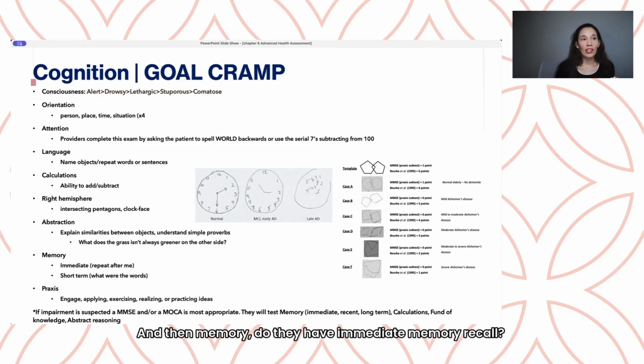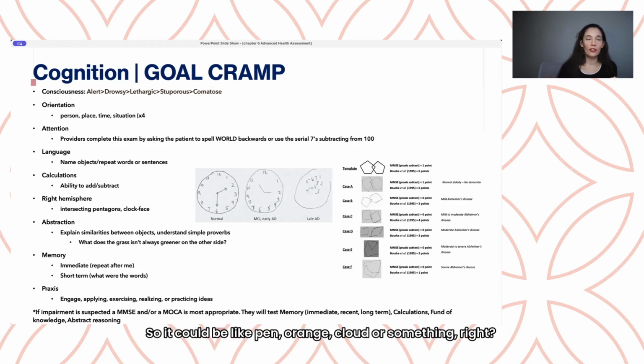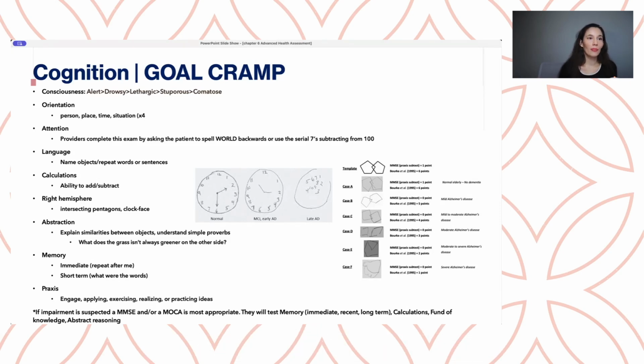And then memory, do they have immediate memory recall? So you could ask them to repeat a statement that you say, or like usually we do like 3 words, right? So you could be like pen, orange, cloud or something, right? And then see if they can repeat it. And then short term, you could also test short-term memory. So like at the end of this exam, you could ask them to repeat those 3 words again to see if their short-term memory is intact.